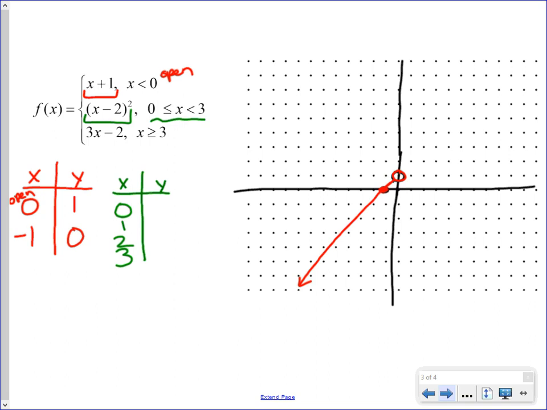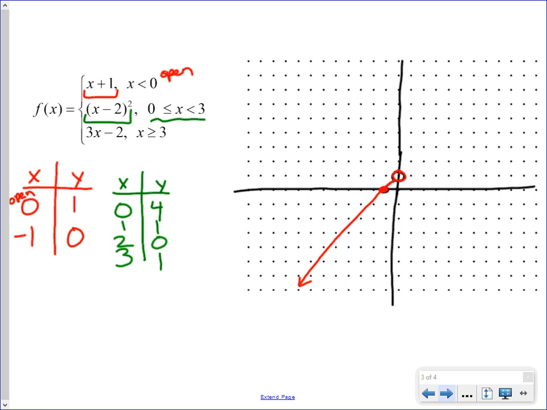0 minus 2, that's negative 2, squared is 4. 1 minus 2 is negative 1, squared is positive 1. 2 minus 2 is 0 squared, so that's 0. And then 3 minus 2 is 1, squared is 1. Okay, so I can see there that's going to be getting me the U shape. So it comes down to 0 and then turns around.